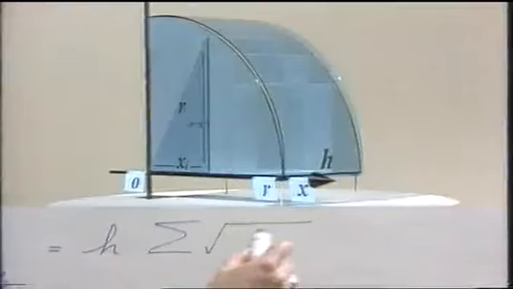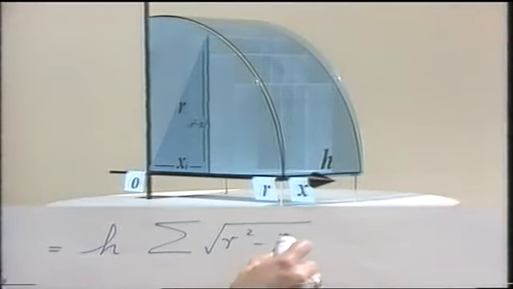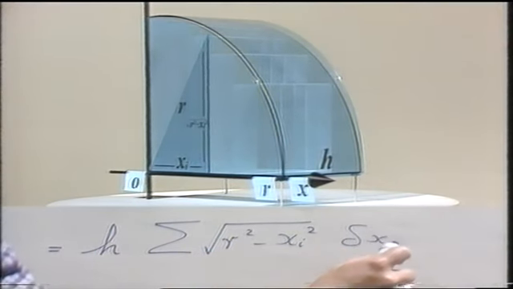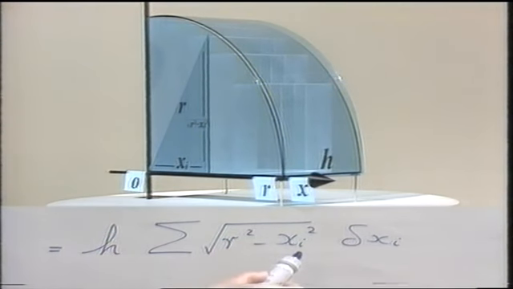This sum. Now look at this sum. Each term is the height times the width. So each term gives the area of a rectangle. So the sum corresponds to the area of all the rectangles and so approximates the area of the quarter circle.